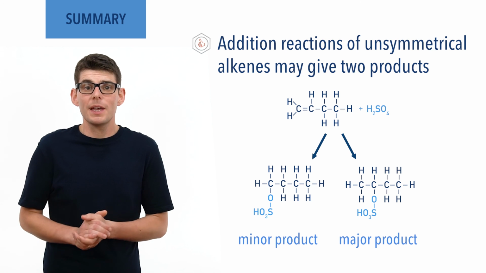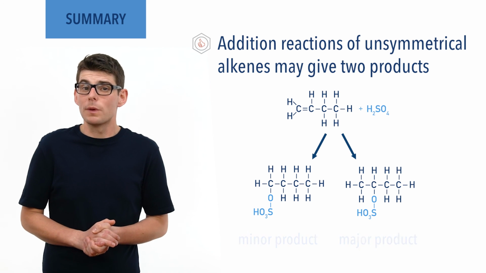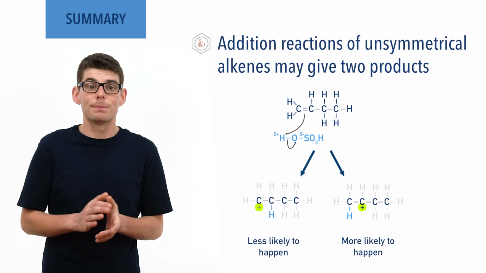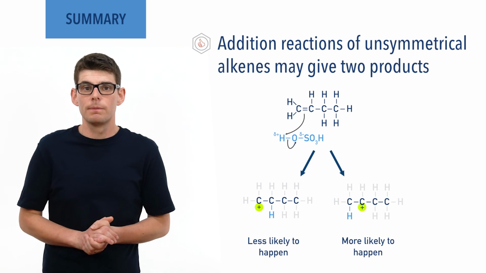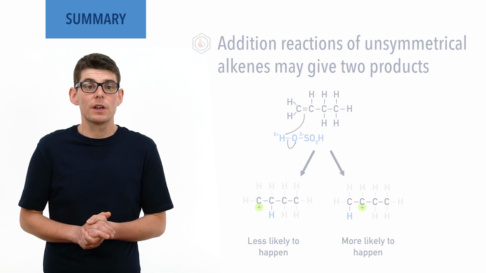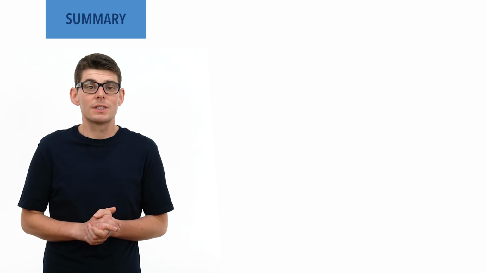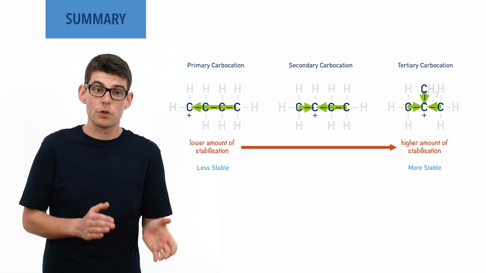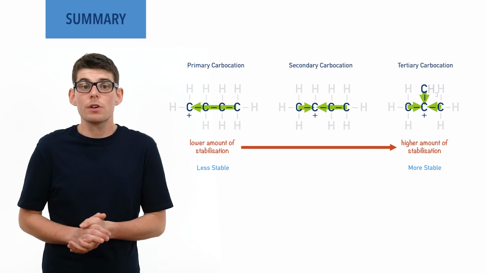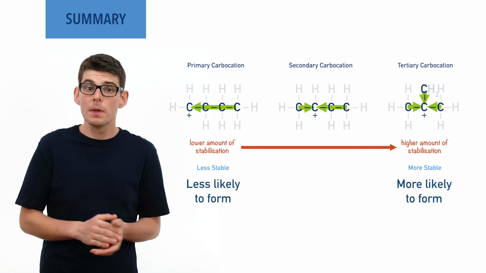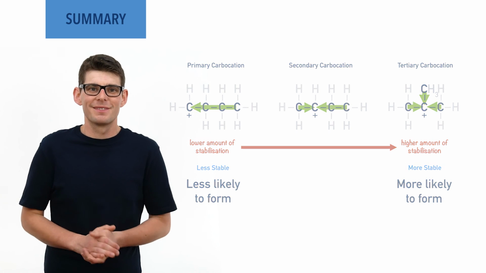The hydrogen from the acid is more likely to bond with the carbon in the double bond that is bonded to the least number of other carbon atoms. This is due to the positive inductive effect of carbon groups stabilizing the carbon with a positive charge in the intermediate, making secondary and tertiary carbocations more likely to form than primary carbocations.